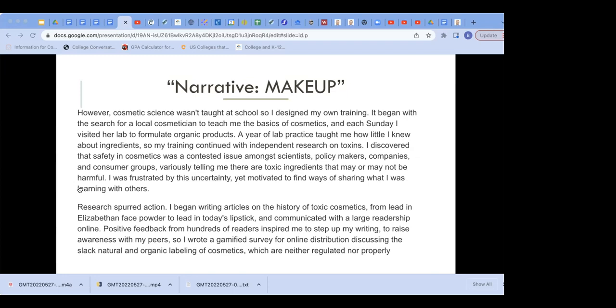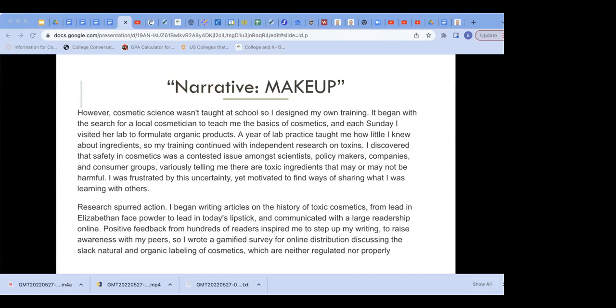on toxins. I discovered that safety in cosmetics was a contested issue among scientists, policymakers, companies, and consumer groups, variously telling me that there are toxic ingredients that may or may not be harmful. I was frustrated by this uncertainty, yet motivated to find ways of sharing what I was learning with others.